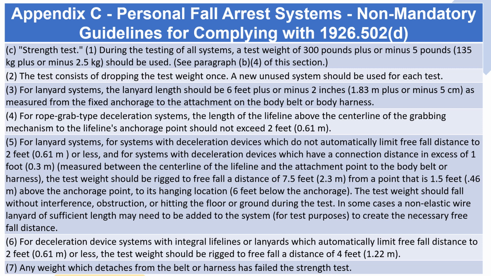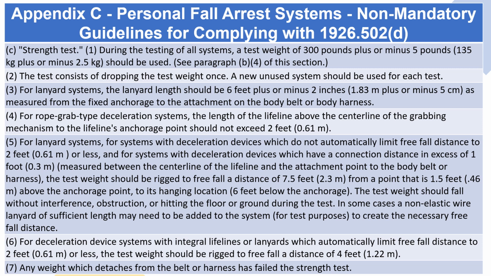5. For lanyard systems, for systems with deceleration devices which do not automatically limit free fall distance to 2 feet (0.61 m) or less, and for systems with deceleration devices which have a connection distance in excess of 1 foot (0.3 m), measured between the centerline of the lifeline and the attachment point to the body belt or harness, the test weight should be rigged to free fall a distance of 7.5 feet (2.3 meters) from a point that is 1.5 feet (0.46 m) above the anchorage point, to its hanging location, 6 feet below the anchorage.